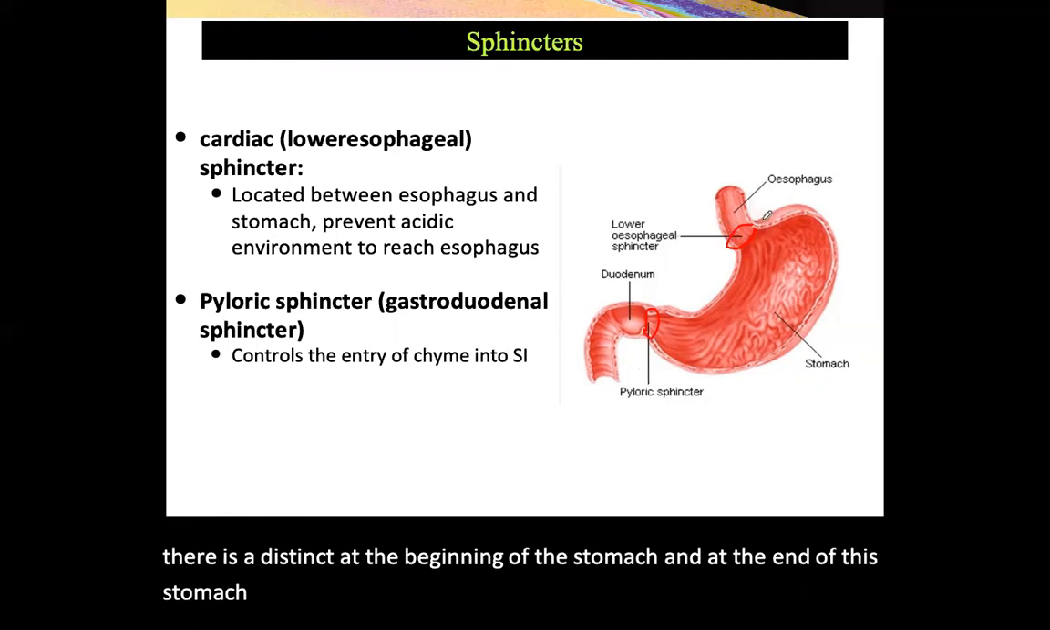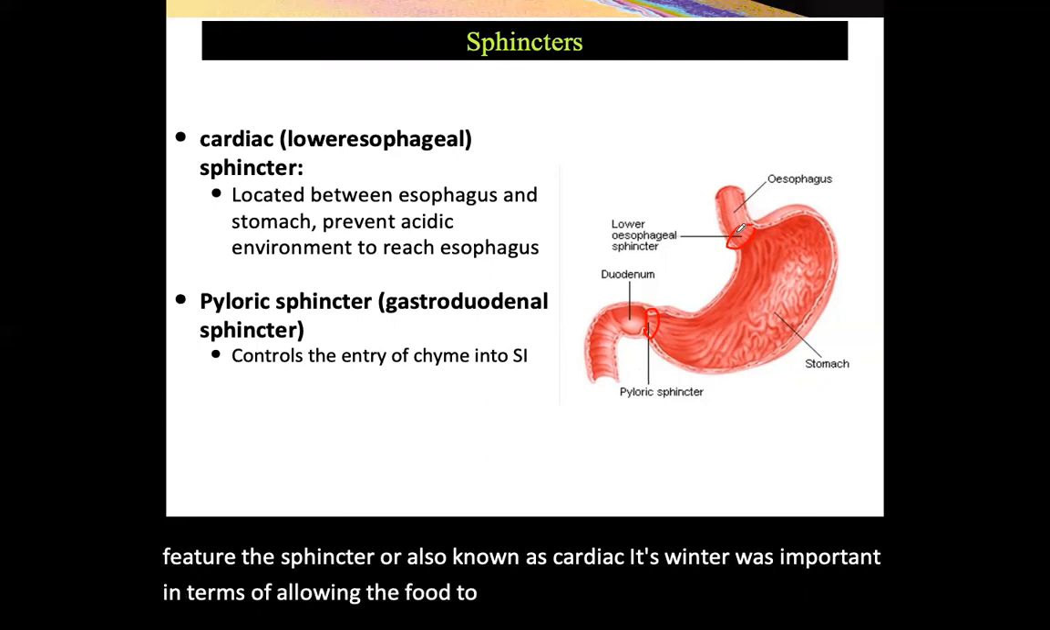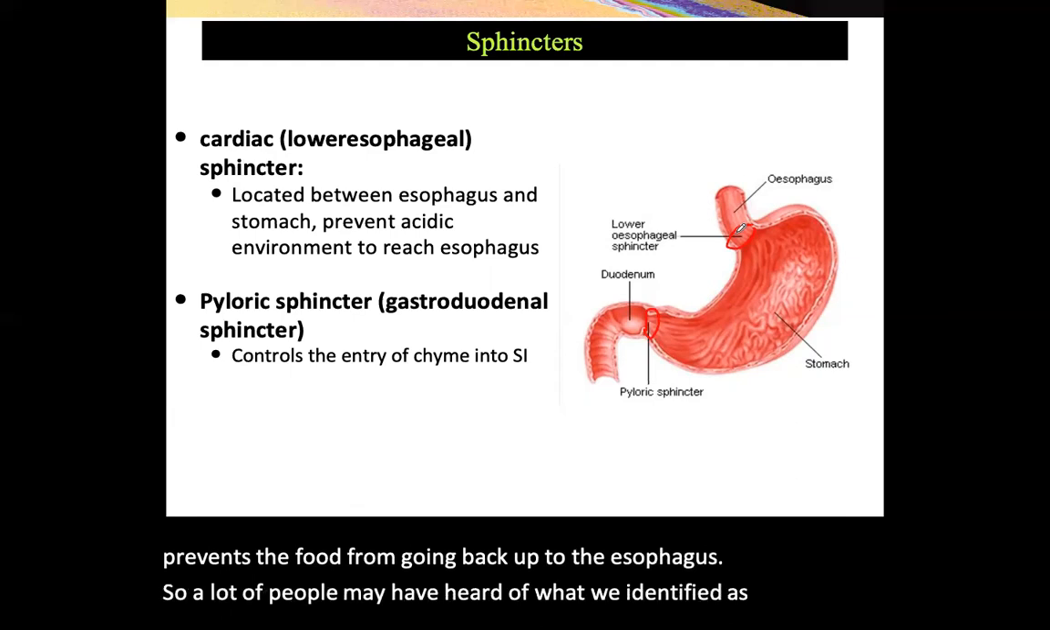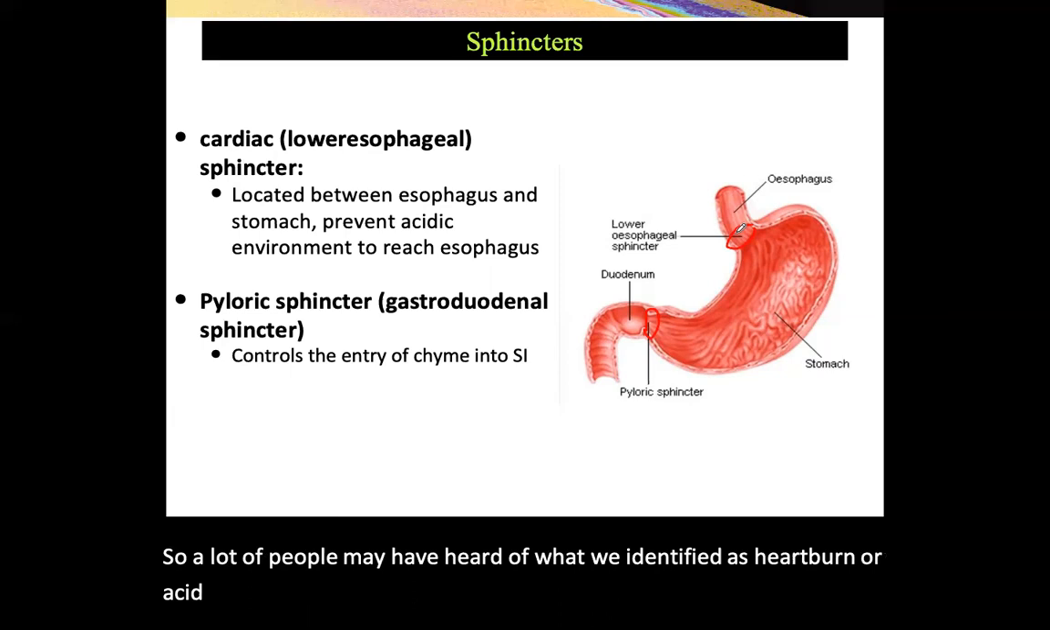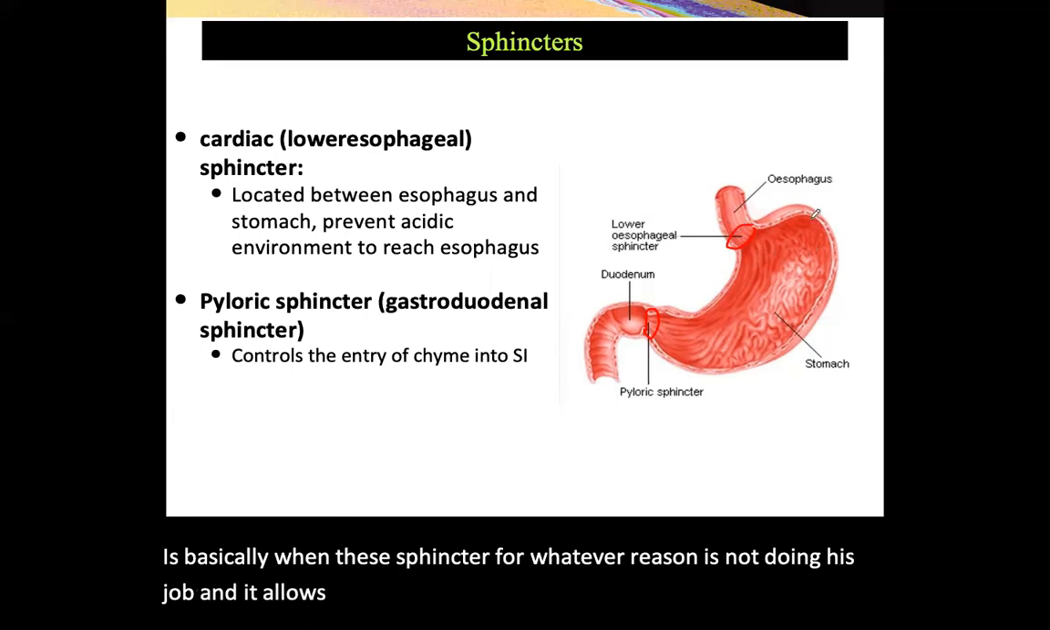So the sphincter that's located right here, which is the lower esophageal sphincter, also known as the cardiac sphincter, is important in terms of allowing the food to enter into the stomach and also prevents the food from going back up to the esophagus. So a lot of people may have heard of what we identify as heartburn or acid reflux. The reason for that is basically when this sphincter, for whatever reason, is not doing its job, and it allows the acidic environment of the stomach to go up through the esophagus.